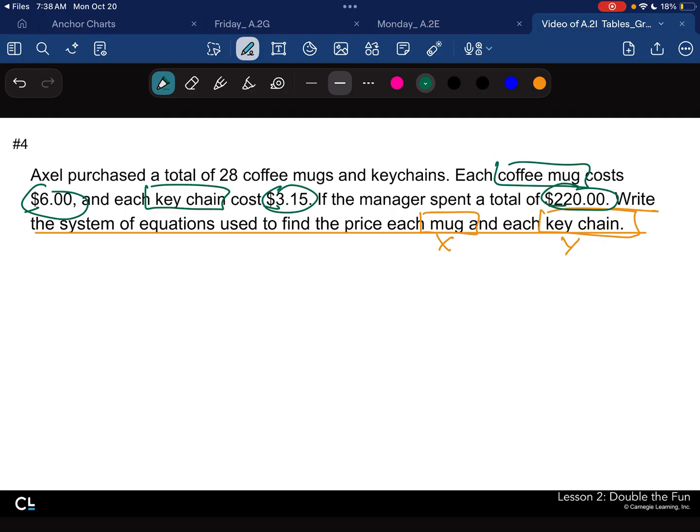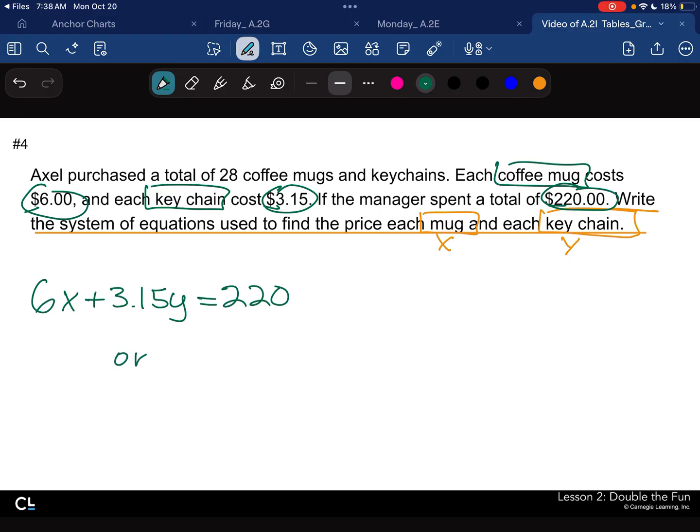So each mug costs $6. So we know that it'll be 6 for each mug, which is our x value, or if you had it as y, that's perfectly fine. Each keychain is $3.15, and it'll be a total of $220.